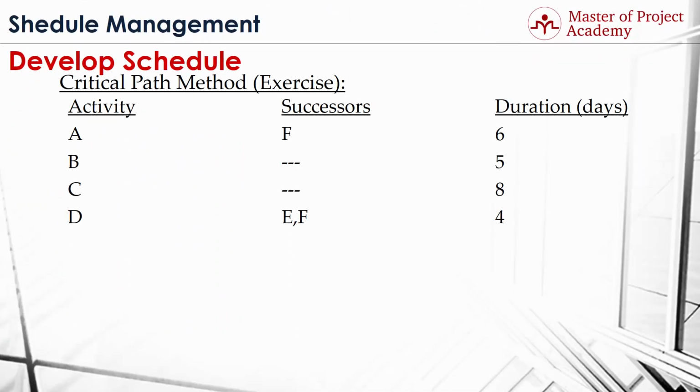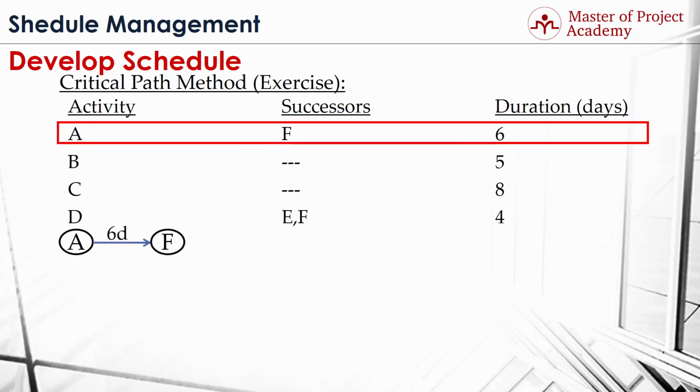In order to draw the network diagram, first we will define the relationships of each activity. The first row says that activity A is followed by activity F, and its duration is 6 days. To draw this relationship, as you see, A is followed by activity F. We define a finish-to-start relationship, and also we reflect the duration of activity on the F side of the arrow.